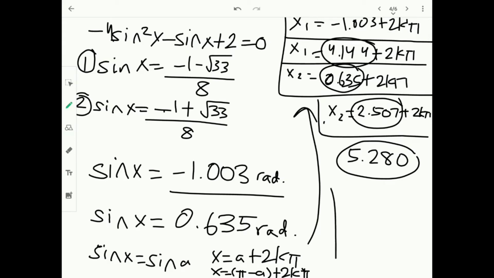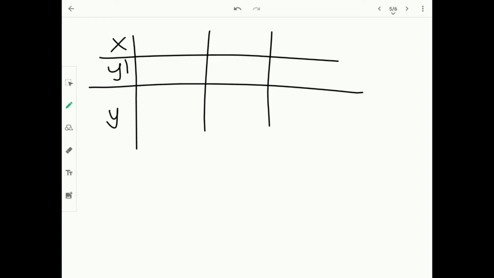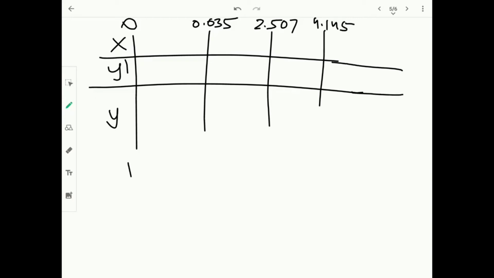Now immediately what you guys should do is find the y values of these by substituting into the equation. I have done that in advance, and now let's draw the table of variation. X, y prime and y. So in the beginning we have 0, 1, and then we have 0.635, 2.507. You have to put this in ascending order so it makes sense. 4.145, 5.28 because 2 pi, right? Now this was also a 1.